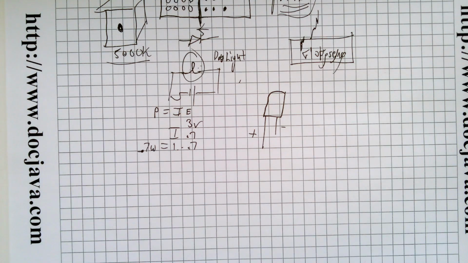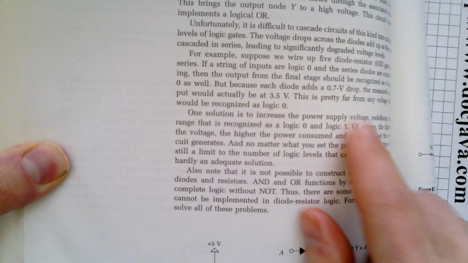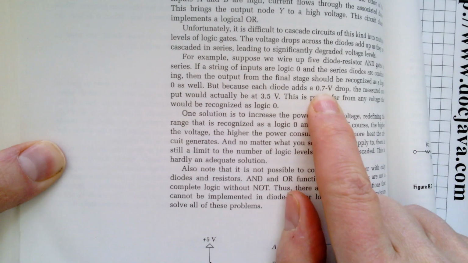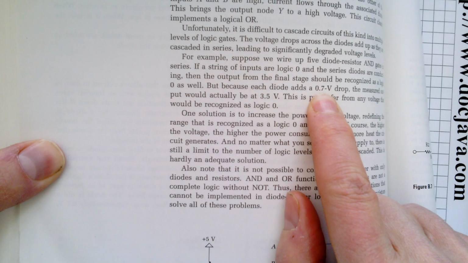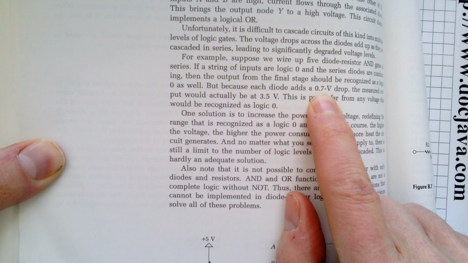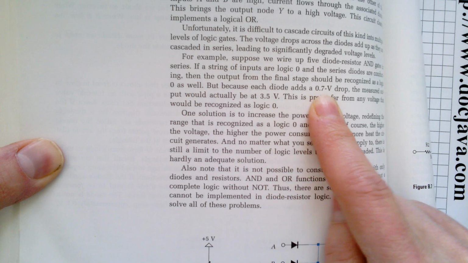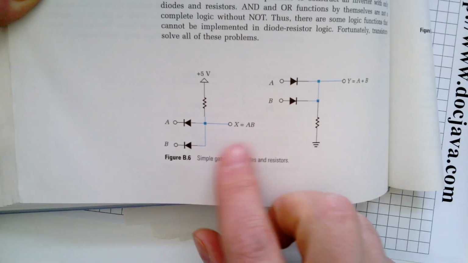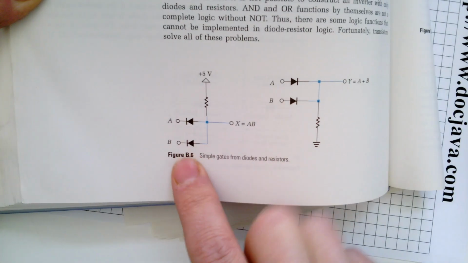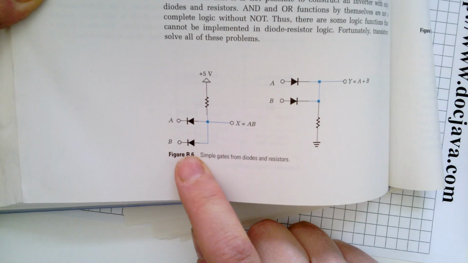And then, if you read the book, you can see right over and through here, there's a 7/10 of a volt drop. And so you can actually see that's being documented for you. And this is cool too, you can make resistor diode logic.